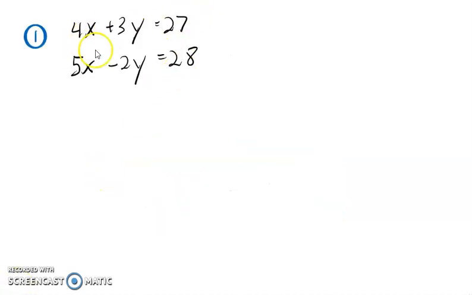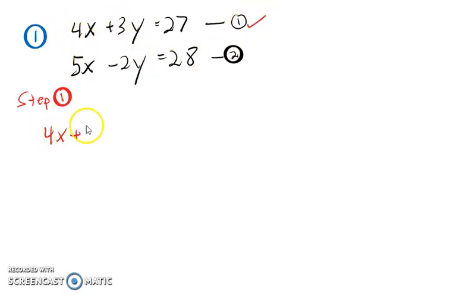As you can see here, this is our first question and we have two equations, equation number 1 and equation number 2. Now the first step is we have to take any of these equations and make one variable the subject. Let's say I'm going to take equation number 1 and make x the subject.